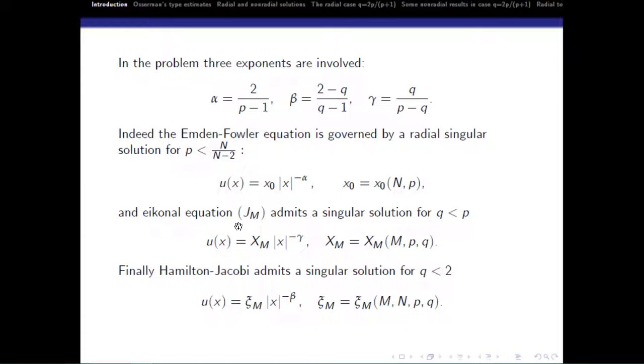The eikonal equation admits a singular solution when q is less than p of this form. u is a constant which you can compute times the norm of x to the minus gamma, and gamma is q over p minus q. And finally, the Hamilton-Jacobi has a singular solution when q is less than 2, which is of this form with |x| to the minus beta, and beta is here.